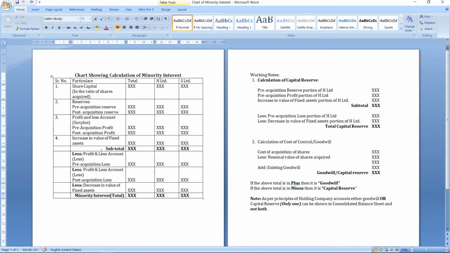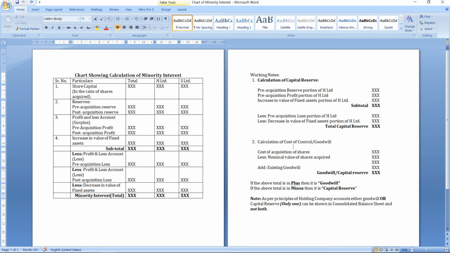From this you have to subtract, only if there is any pre-acquisition loss, or if there is a decrease in the value of fixed assets. Even for this you have to take only the portion of H Limited. You have to be very careful while passing this entry that you take amounts only of the holding company. No other amounts are to be taken. Whatever total you get, that is your capital reserve.